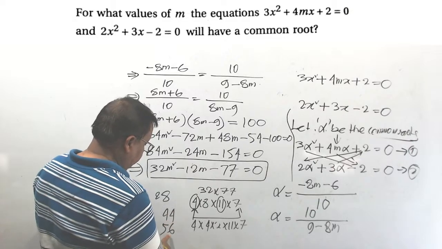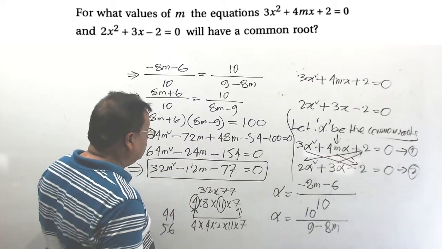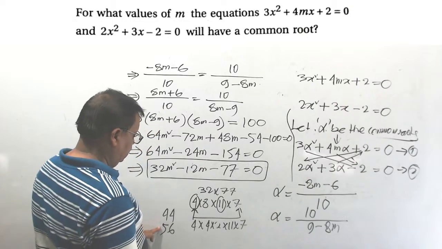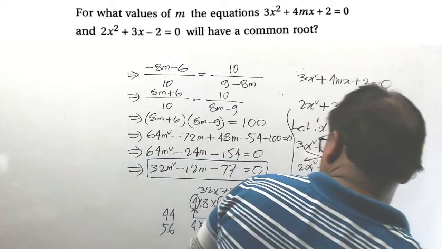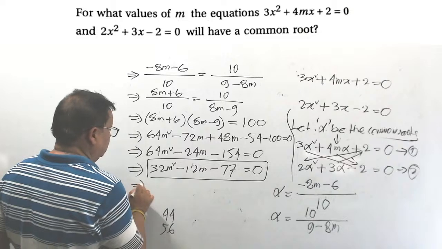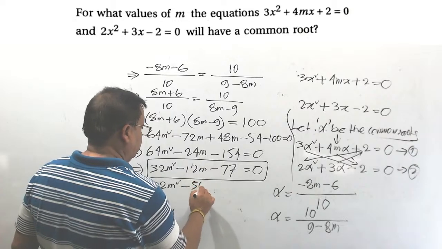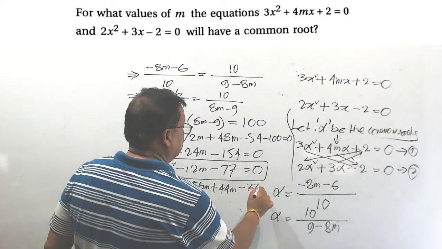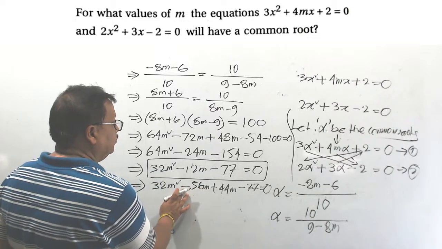That is 56 minus 44. 56 minus 44 is equal to what? Check. Yes, 12. Understood? 56 minus this. That is, you can write 32m square minus 56m plus 44m minus 77 is equal to 0. Understood or not? 56 is the bigger number, so the minus will remain here, plus.